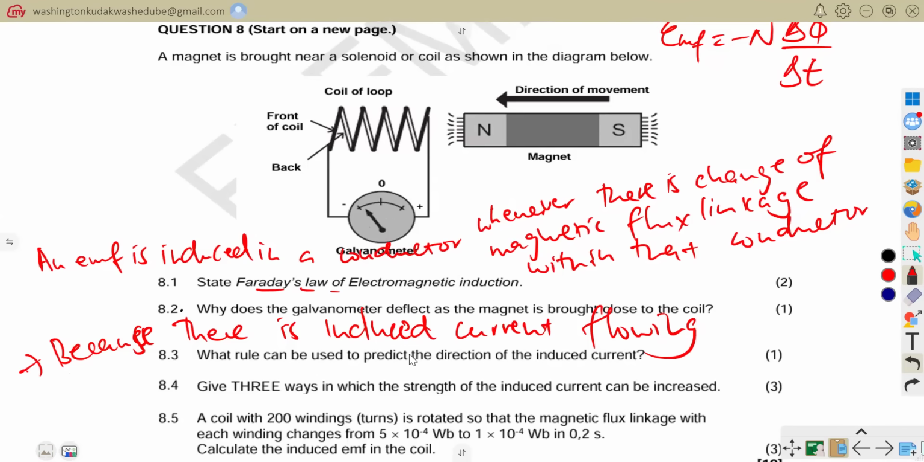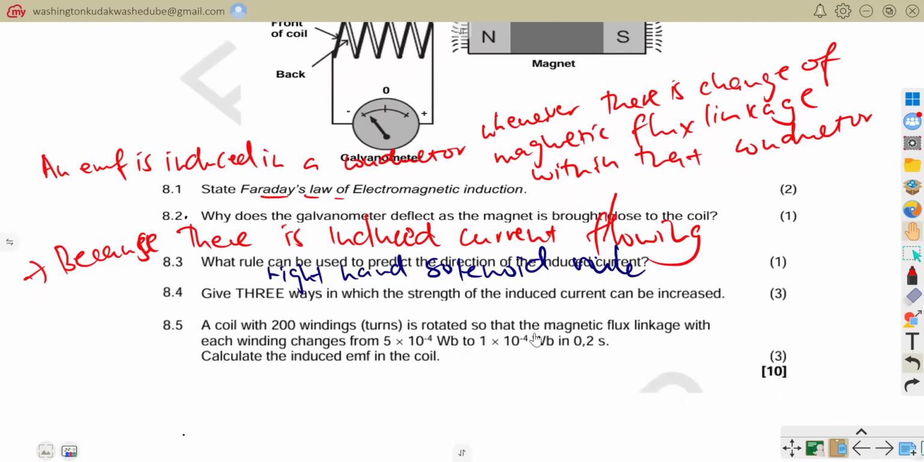What rule can be used to predict the direction of the induced current? The rule that you can use to predict the induced current is the right hand solenoid rule. Or else you can say Lenz's rule. So the right hand solenoid rule is the one that we use to predict the direction of the induced current.